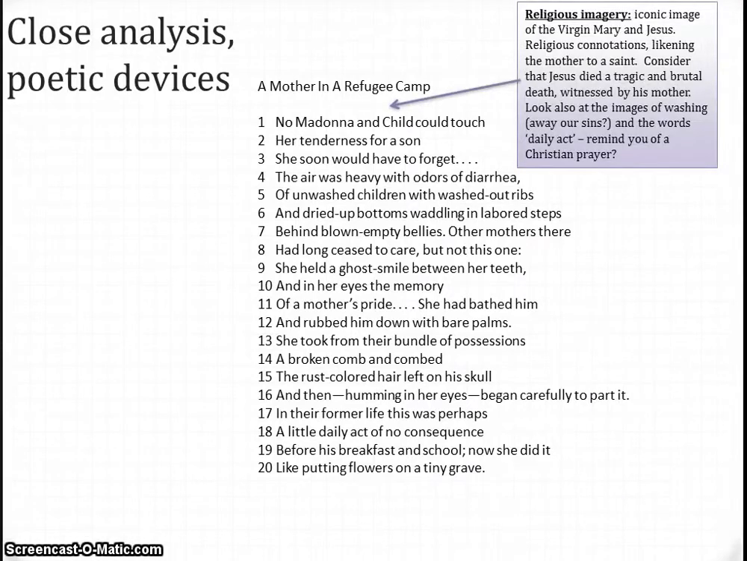We have a lot of religious imagery in the poem, and if we look at the opening line, this iconic image of the Virgin Mary and Jesus, we've got the religious connotations likening the mother to a saint. We have to consider, as I've said, that Jesus died a tragic and brutal death, witnessed by his mother. Are we being prepared for the mother soon witnessing the death, the untimely death, the tragic death of her child? We also see later on in the poem other images that we could suggest are religious.